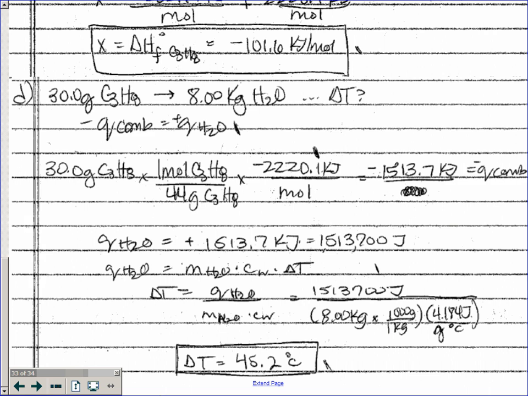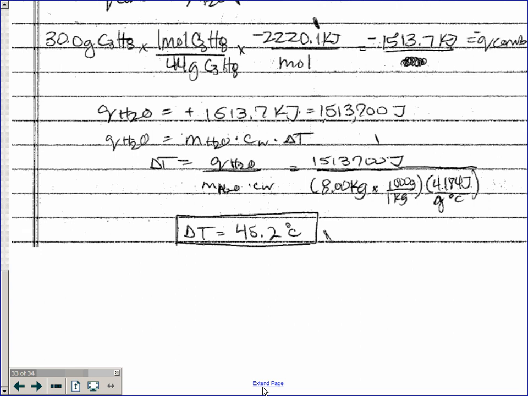Then after you get to Q of water, you're going to solve for temperature change, delta T of water. So Q equals mcΔT. The mass of water was like 8 kilograms, so you need to convert to grams. I kind of embedded that in my math here. Q over mass times the C of water should give you a total delta T of about 45 degrees Celsius.